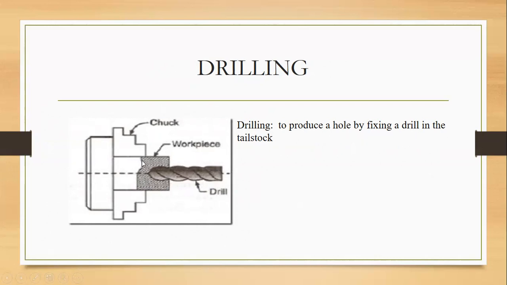So this is a rotating part. The tailstock is used for the drilling operation. In the tailstock we fix the drill tool and move it. So inside the workpiece we make a hole at the required diameter.